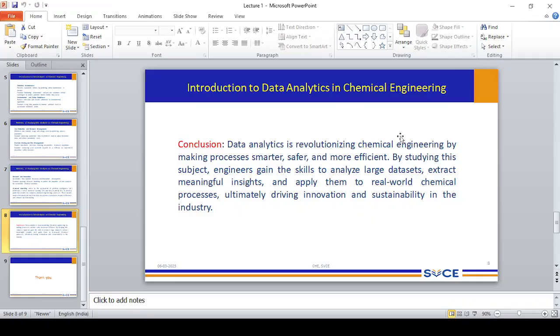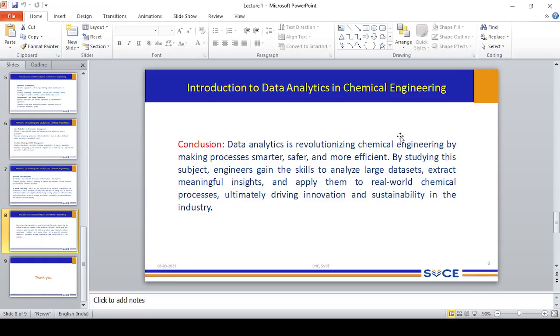By studying this subject, engineers gain the skills to analyze large data sets, extract meaningful insights, and apply them to real-world chemical engineering processes, ultimately driving innovation and sustainability in the industry. What they mean is that by studying the subject, the student can analyze large data sets, make use of machine learning and deep learning to find the output, extract meaningful insights and apply them to a real-world process, driving innovation and sustainability.